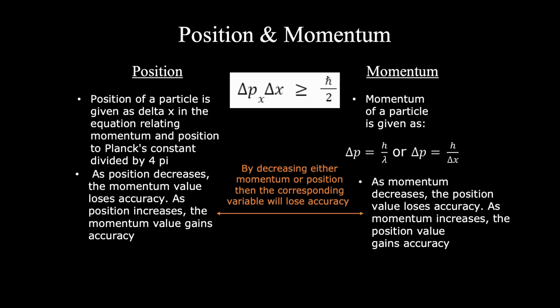Position and momentum correlate to the Heisenberg uncertainty principle with this equation shown in white. This equation is the relationship that correlates position, momentum, and Planck's constant. The position of a particle is given as delta x in the equation, relating momentum and position to Planck's constant divided by 4 pi. As for the momentum of a particle, it is given as delta p. By decreasing either momentum or position, the corresponding variable will lose accuracy. This is better looked at with our images in the previous slide.